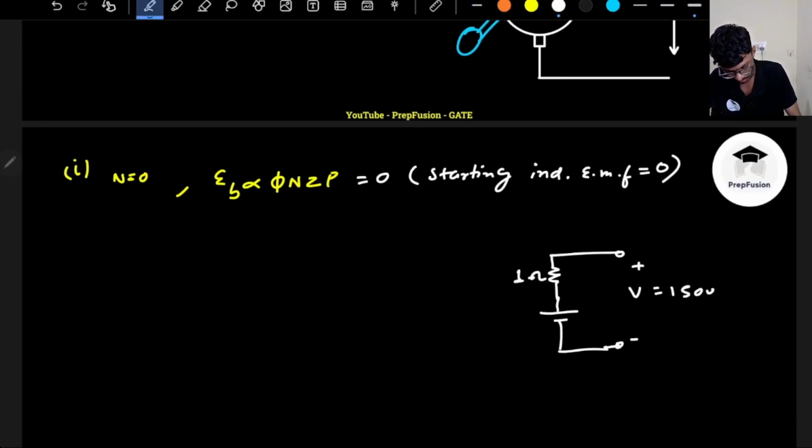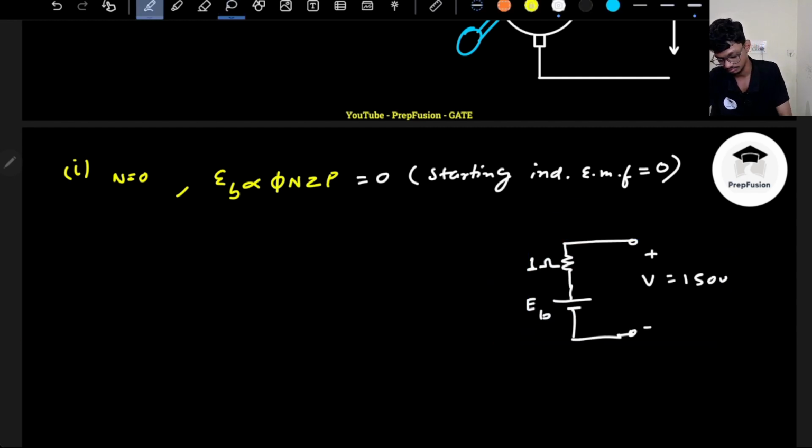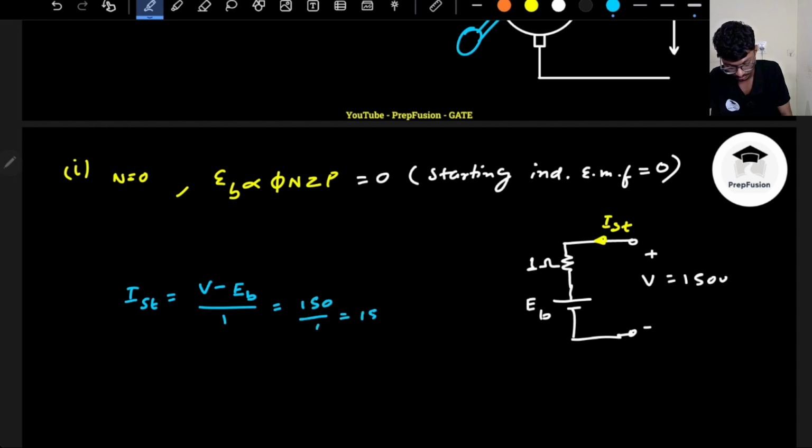and EB is the induced voltage across the motor. Okay, EB is the induced voltage across the motor. So from here I can directly write what is the starting current, I starting, right? I starting will be equal to this simple KVL case, right? EB is 0, so it is V minus EB divided by 1 ohm. So EB is 0 in starting, so it is 150 by 1, huge current.